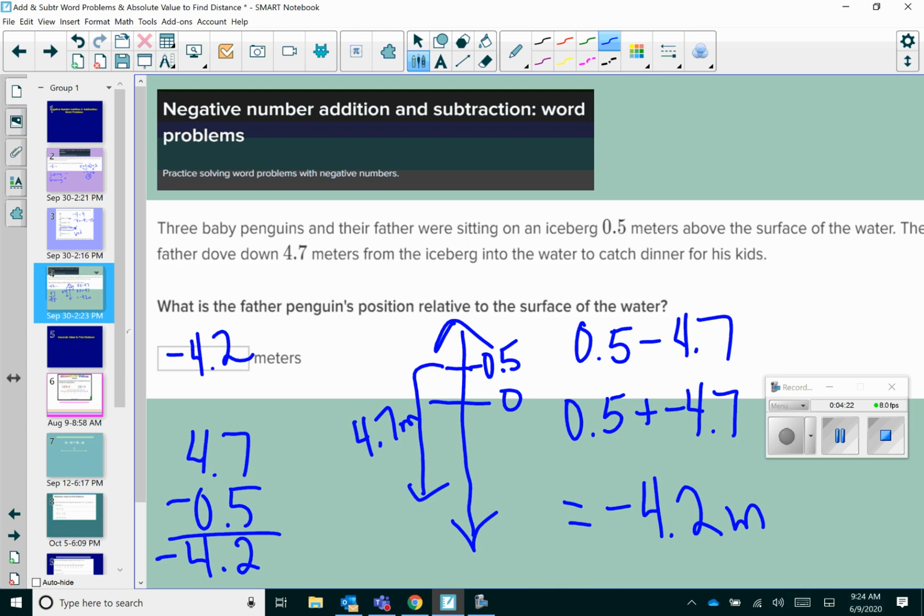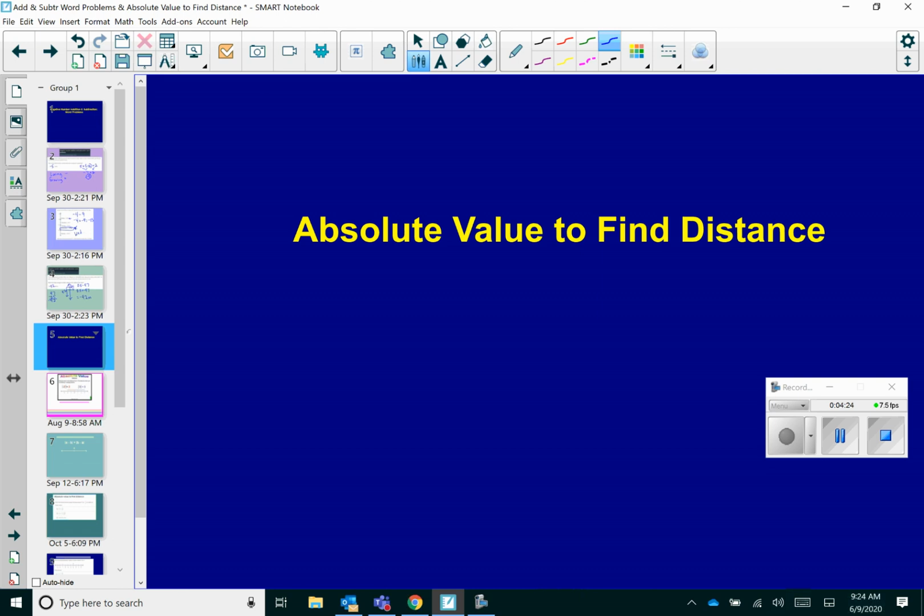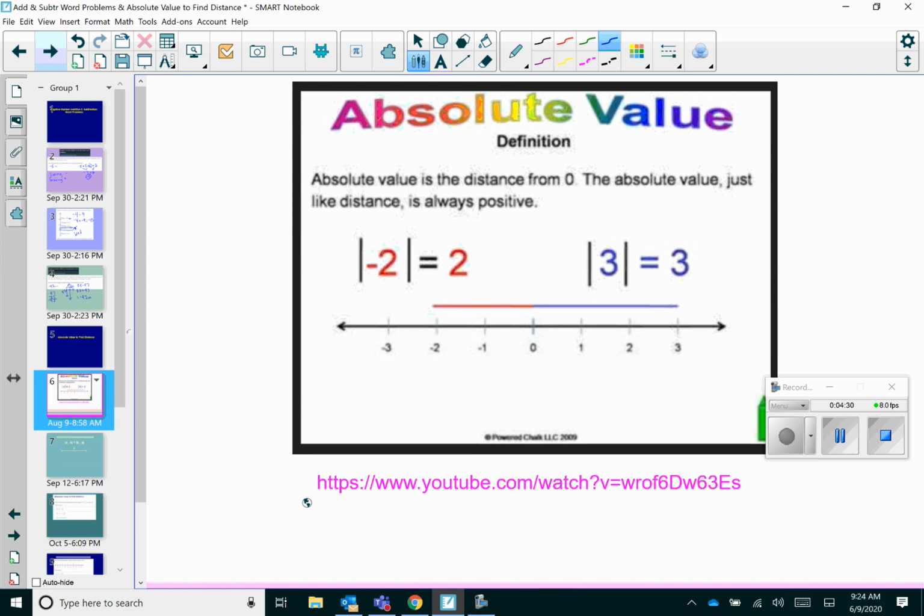Okay, so that does it for the word problems. Let's talk about absolute value. So the first thing is we need to review what actually absolute value is. Absolute value is the distance from 0 on a number line. So for example, as you can see here, I've got the absolute value, and notice these bars right here, that's how they represent absolute value with those bars on either side.